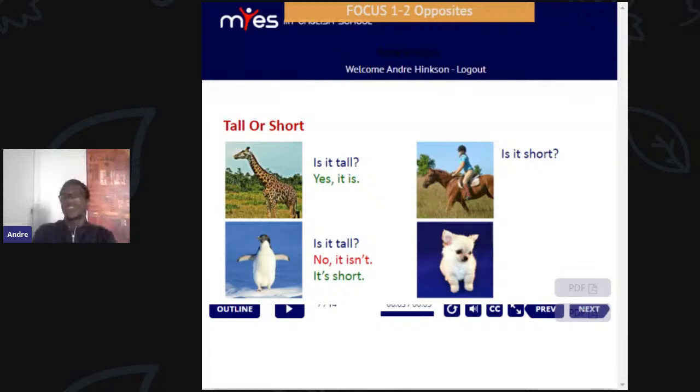So let's look at this next picture of a horse. You have a horse. So the question is, is it short? Is it short? What is the answer? Is it positive or is it negative? Is it short, the horse? What would be your answer or your response? Positive or negative? So, is it short?